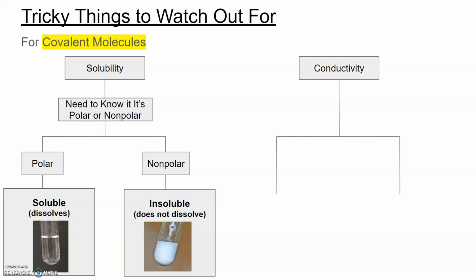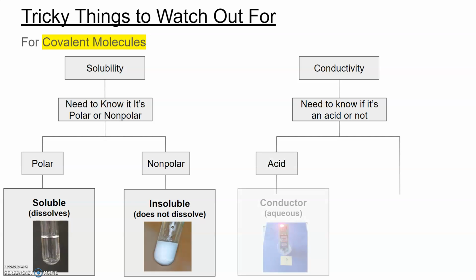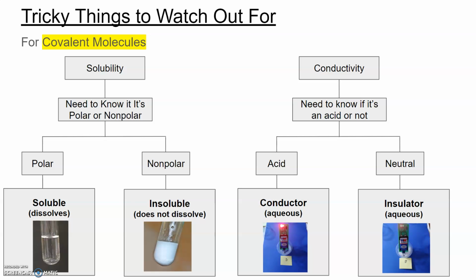If you're thinking about conductivity for a covalent molecule, you need to know if it's an acid or not. So if it's an acid, it will be a good conductor in aqueous solution. So when it's dissolved in water, it will be lit, it will conduct. And if it's neutral, it will be an insulator in aqueous solution, so it will not be lit.